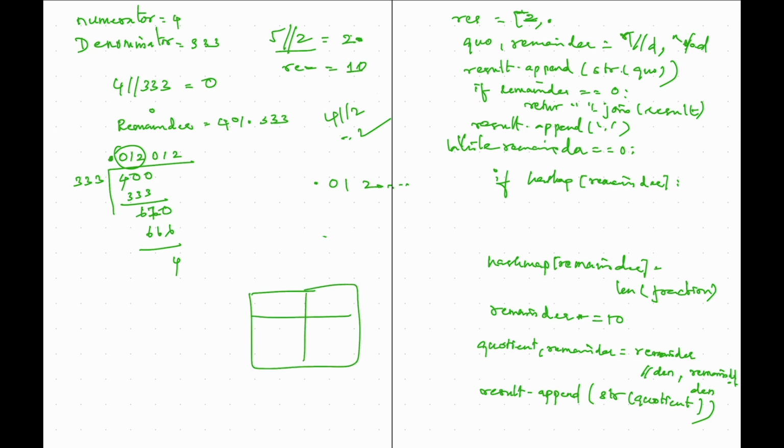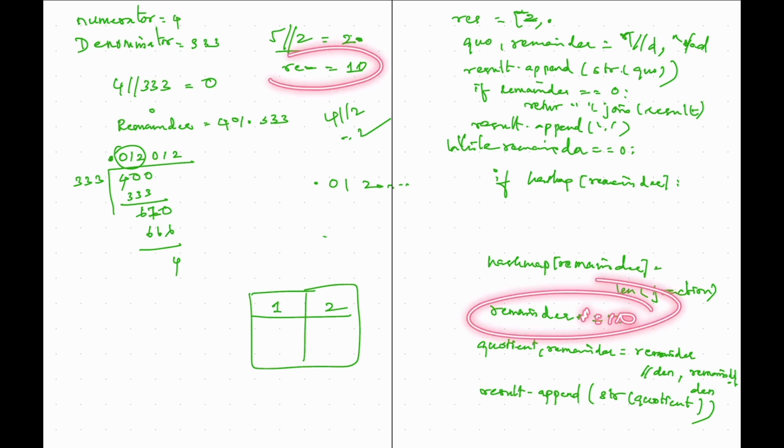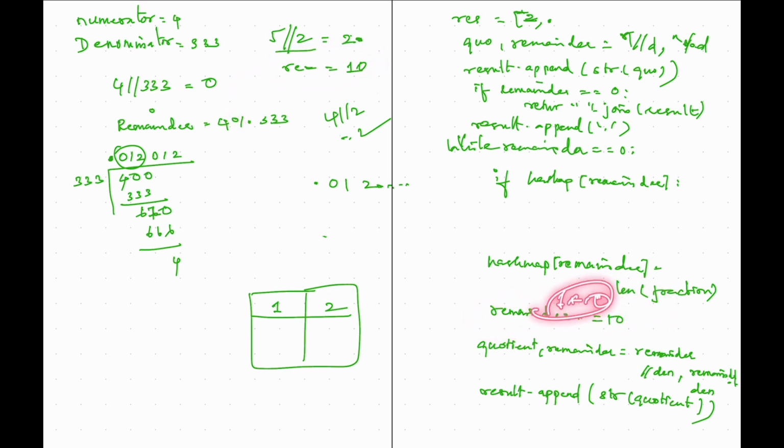So now the remainder is 1 and the length of the result is 2, so this is what we store in the hash map. Now we are multiplying by 10, so the remainder gets updated from 1 to 10. Now 10 divided by 2 will give you 5, right? And the remainder mod 2 will be 0.